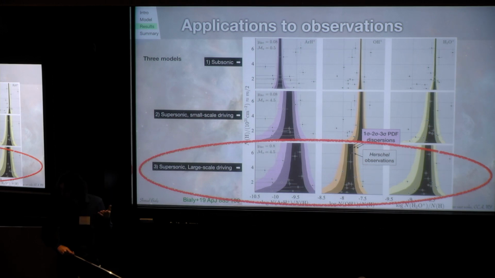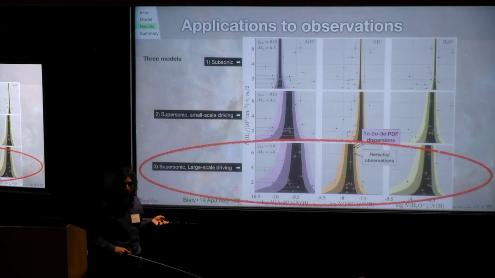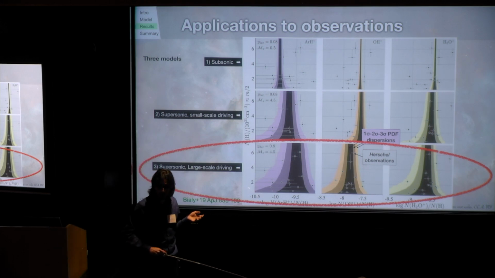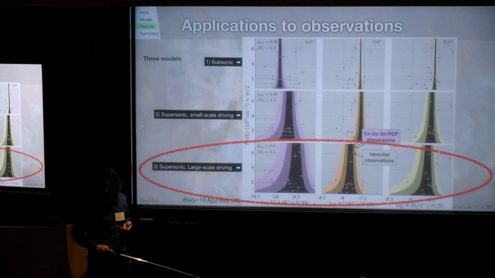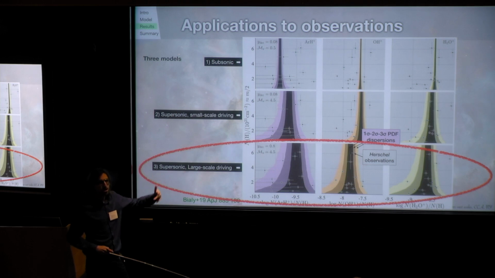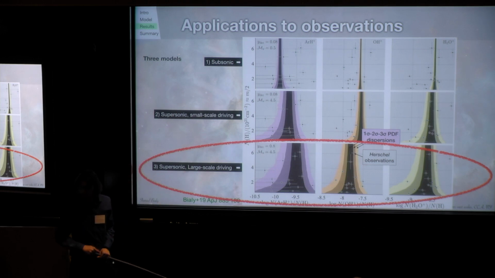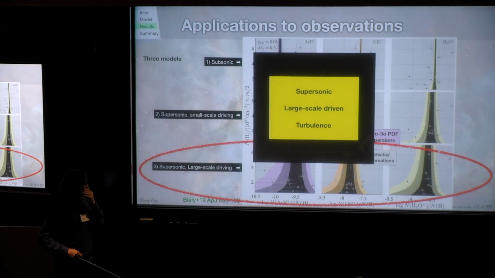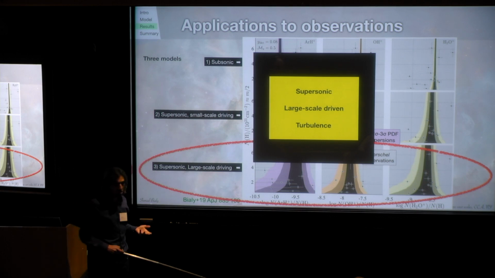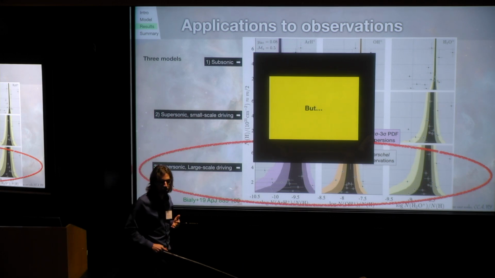Our model is still very simplified. It's isothermal turbulence in a box. The interstellar medium is not a box. And there are other assumptions made in our simulation. But this is just to show the general effect of the Mach number and the driving scale. So based on observations and models, we can say that supersonic large-scale driven turbulence best matches the observations.